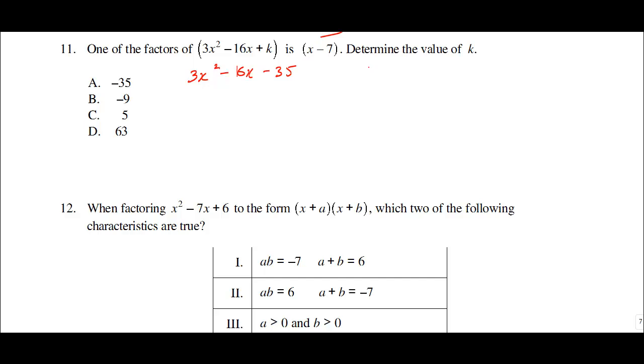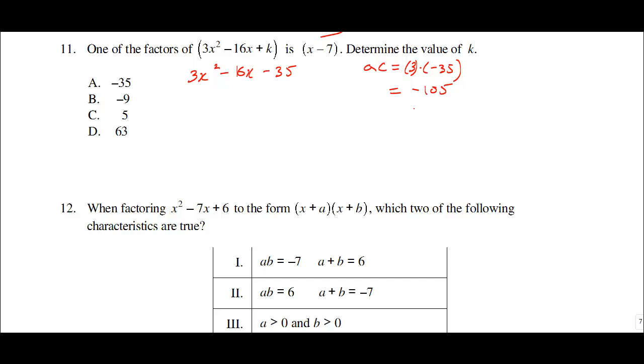So if we try to do this, of course, this is what I call, at least in my class, the AC method. Some people might call it the magic number, or just factoring when the leading coefficient is not a 1. A times C here would be 3 times negative 35, which gives you negative 105. So now what we're looking for is what numbers multiply to give me negative 105 that have a sum of negative 16.